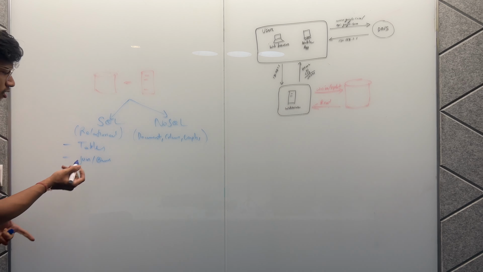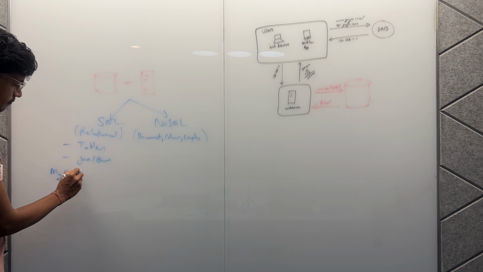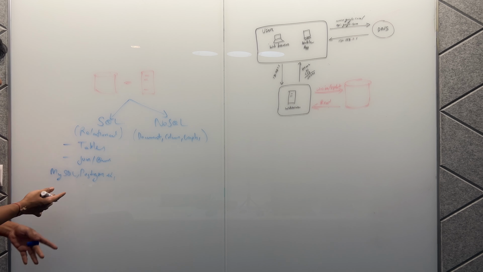Examples of this kind of database are MySQL, which you might have heard of, Postgres, and there are a lot of other options too. There is also Microsoft SQL Server.